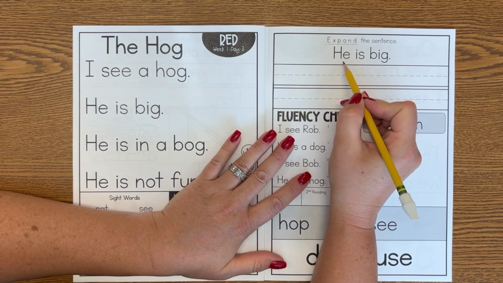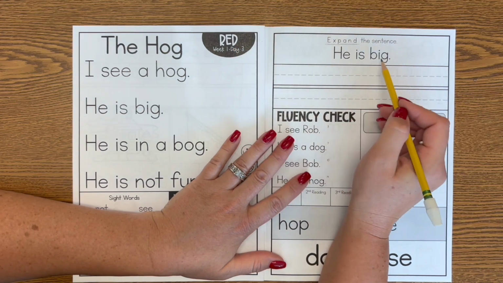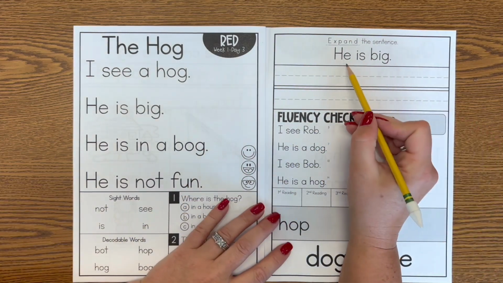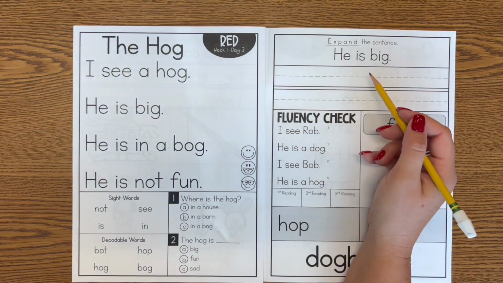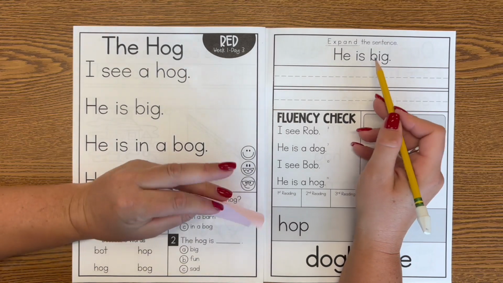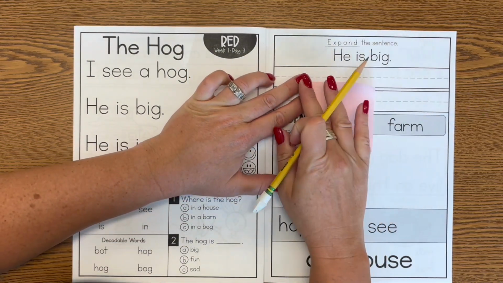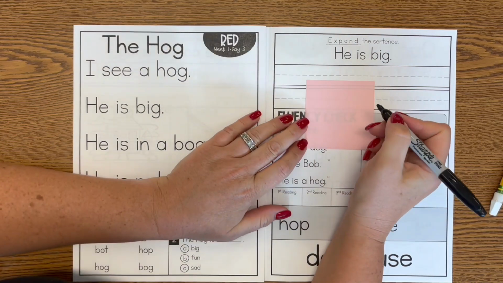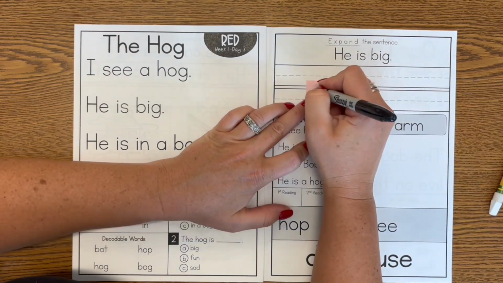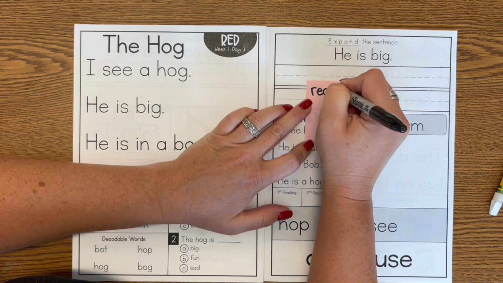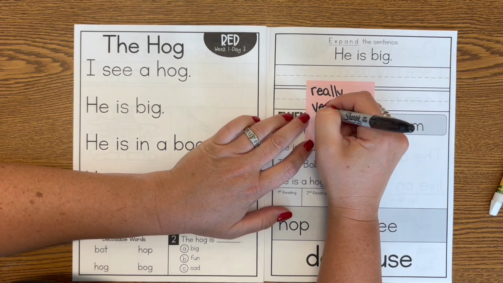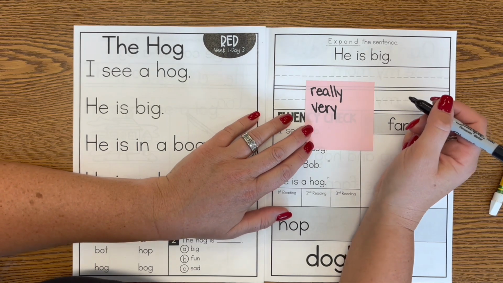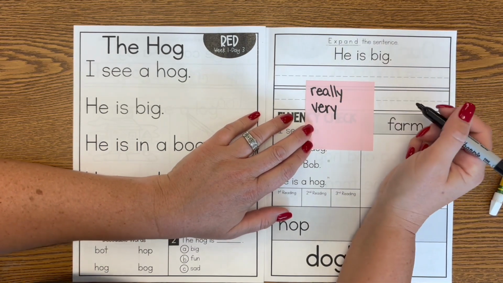So I usually start, a lot of students working in this red level, reading and writing is still hard for them, or maybe it's just new for them. So with this, it's okay if all we're adding is 1 word. So, he is big. And I might ask my students to help me make a list of words that we would want to put in here. So maybe we want to say he is really big, or he is very big. I could see kids saying he is super big. Whatever words we want to put in there.